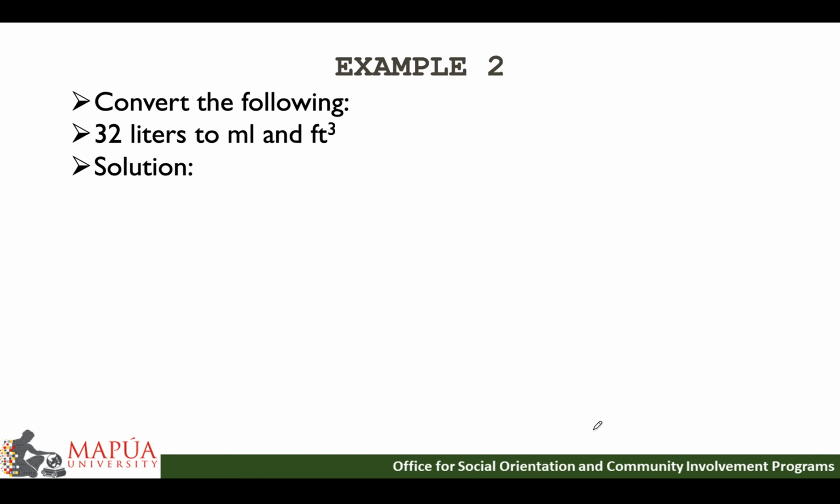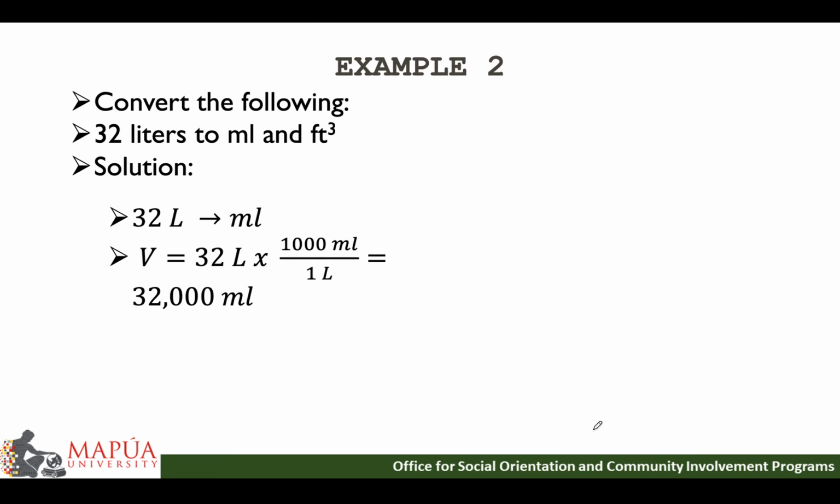Okay, let's have another example. We convert 32 liters to ml and cubic feet. So let's start with 32 liters to ml. Now this is our conversion factor. For every 1 liter, that is equivalent to 1,000 ml. Since we want the unit to be in ml, 1,000 ml should be in the numerator, and the unit liter should be in the denominator. So liters will cancel out. So we have 1,000 times 32, that is 32,000, and the final unit is ml. So 32 liters is equivalent to 32,000 ml.